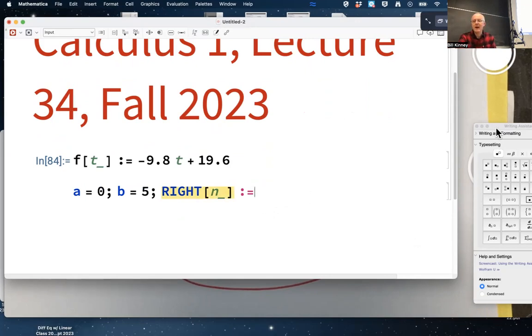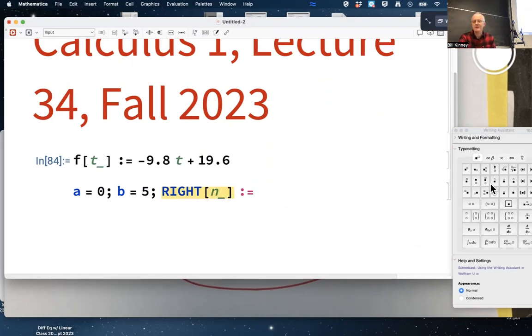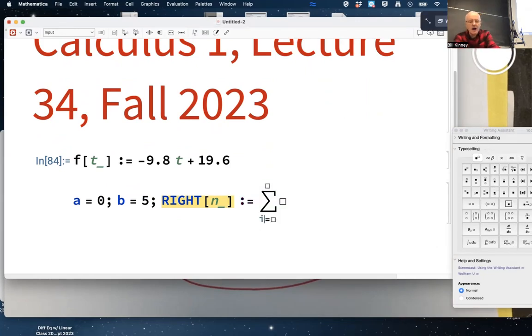So right, use the palette here. There's a summation button, right down here, boom. i goes from 1 to n. This is a function of n, that's why I'm using the underscore. f of a plus i times delta x. We talked about that formula for x_i the last time. Delta x is b minus a over n, times delta x on the outside. That'll do a right-hand Riemann sum.